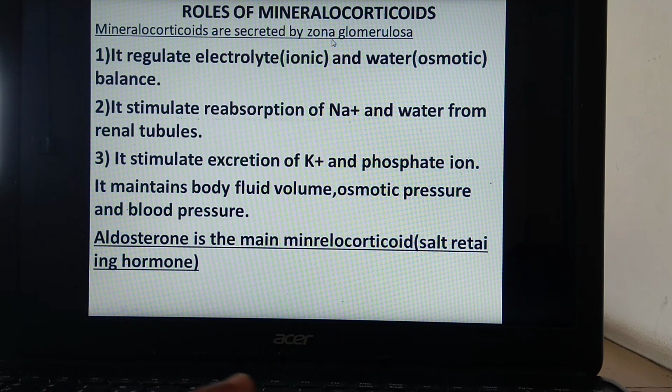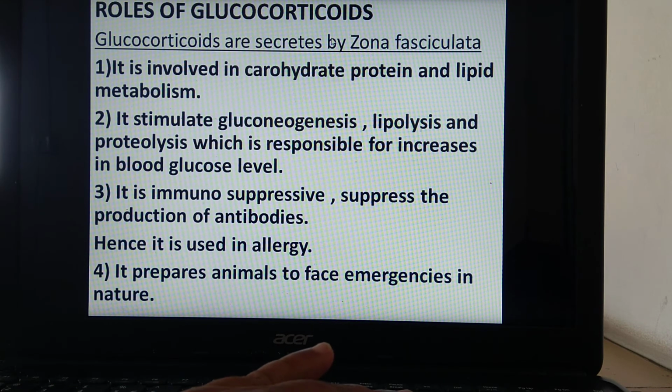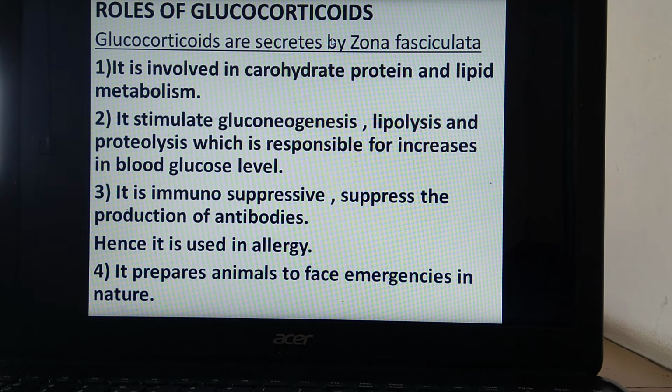Now we'll see the second hormone, that is glucocorticoid, and this glucocorticoid is secreted by the second layer of the cortex region, which is called zona fasciculata. What are the functions? It is involved in carbohydrate, protein and lipid metabolism.